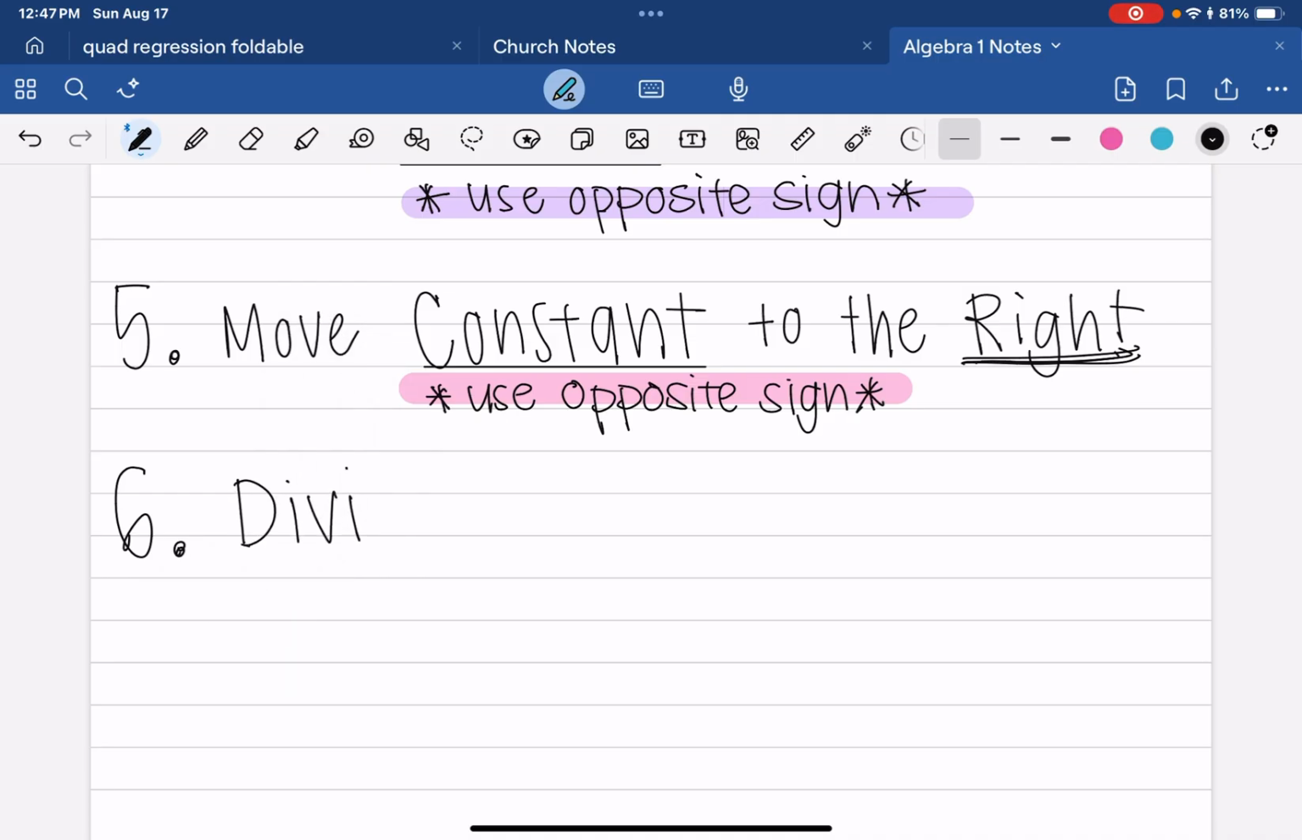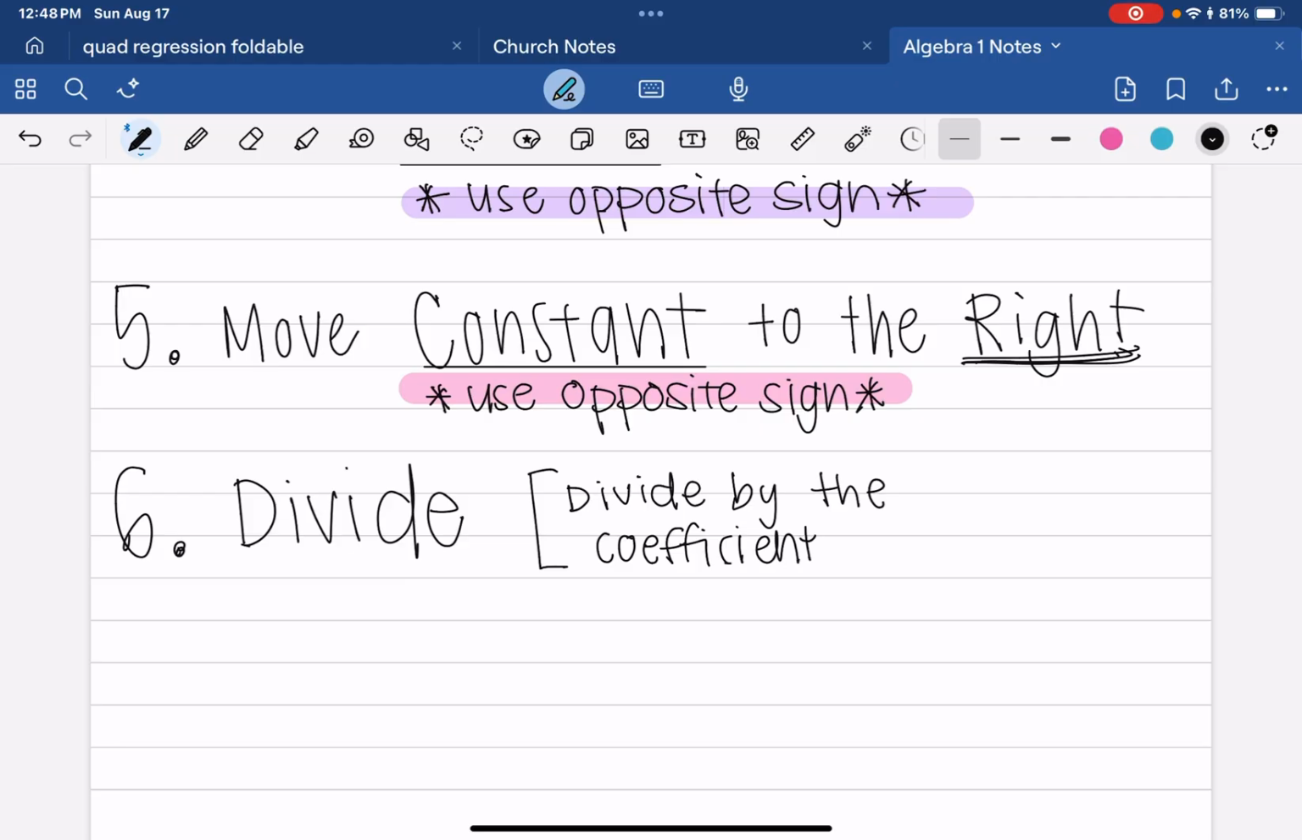Sometimes we will multiply, but more times than not, you will divide. And what you are dividing by is the coefficient on the variable. So divide by the coefficient. Remember, the coefficient is the big number in front of the variable.